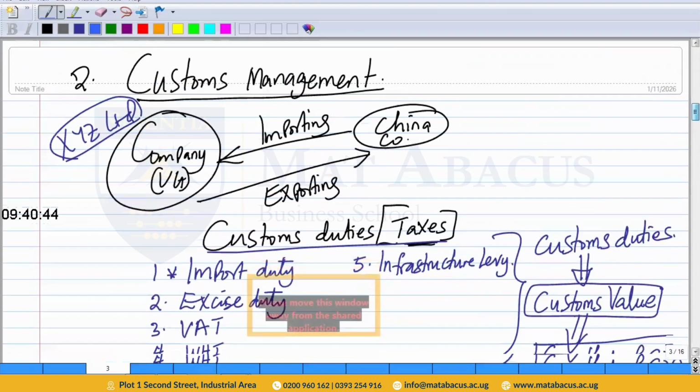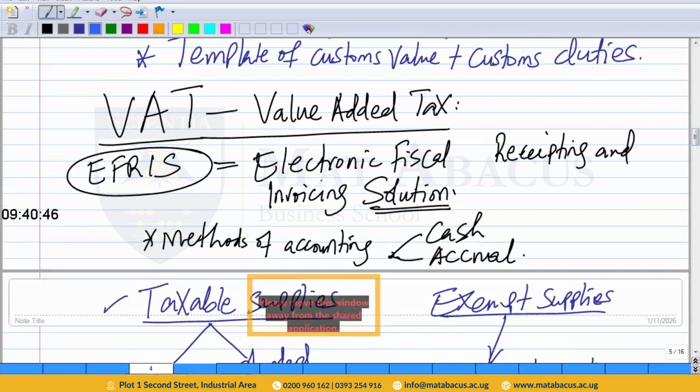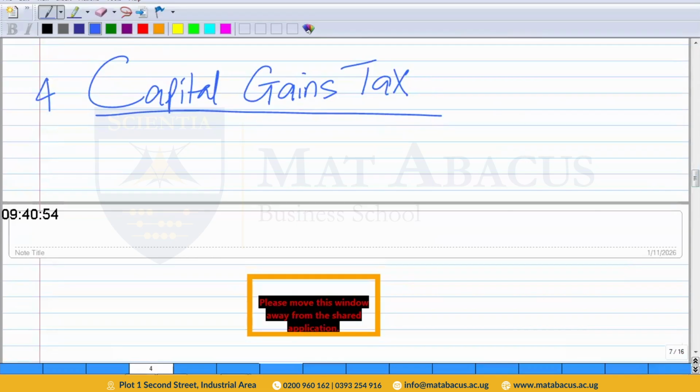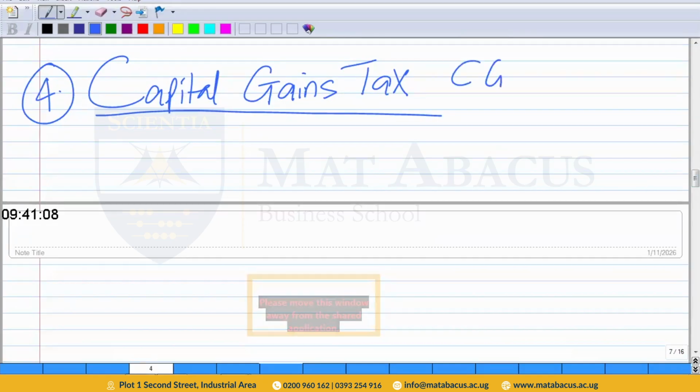This is number 4. Yes, this is number 3. So this is topic number 4. And that's how they normally examine them. So under capital gains tax, CGT, we shall look at what is capital gains tax.